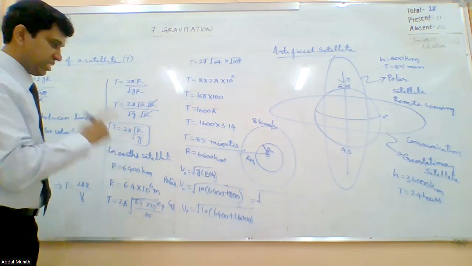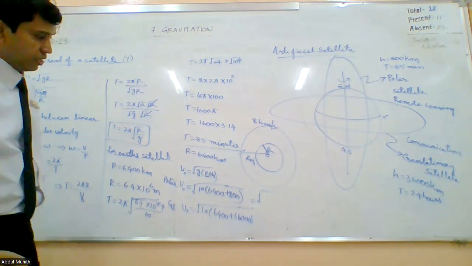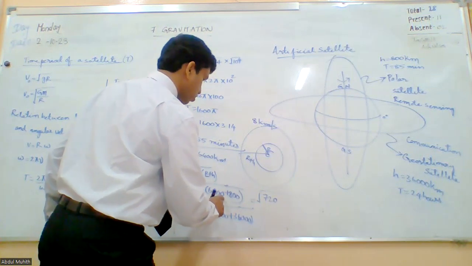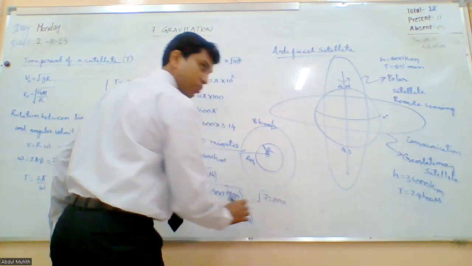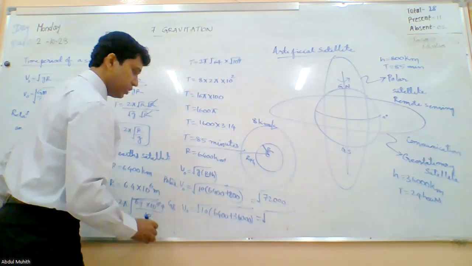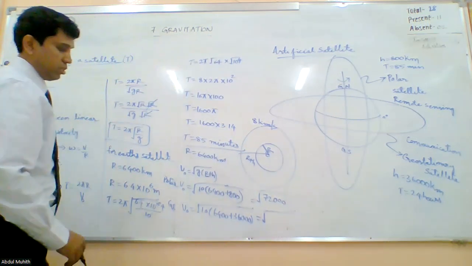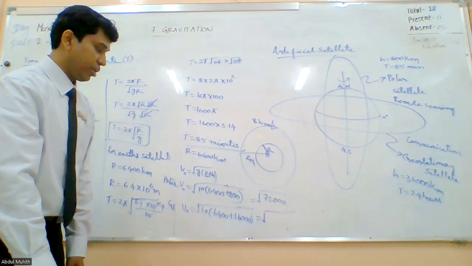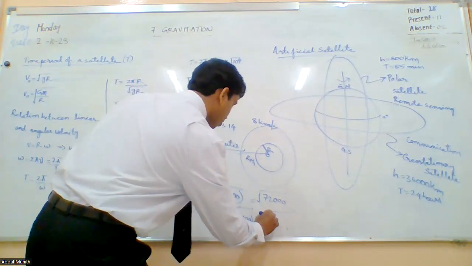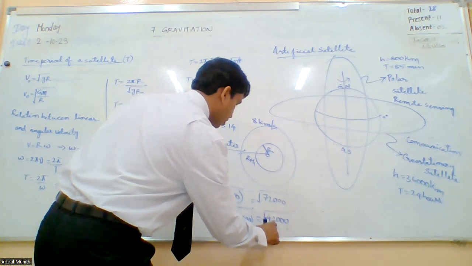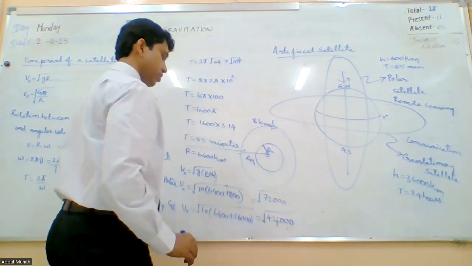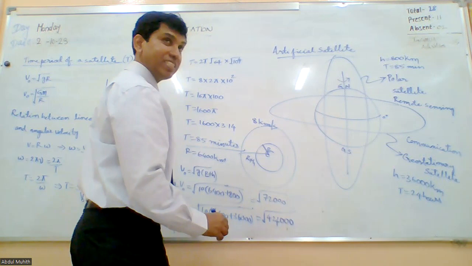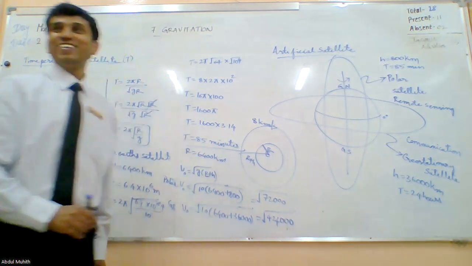How much is it? 6,400 plus 800 will become 7,200, right? Is it correct? And 6,400 plus 36,000, how much will it be? 42,400. Now who is bigger? This is bigger, right? Yes. So the geostationary satellite has more speed. Understood now? Is it clear?